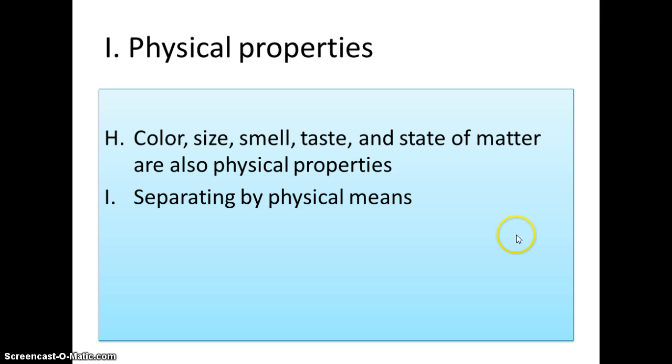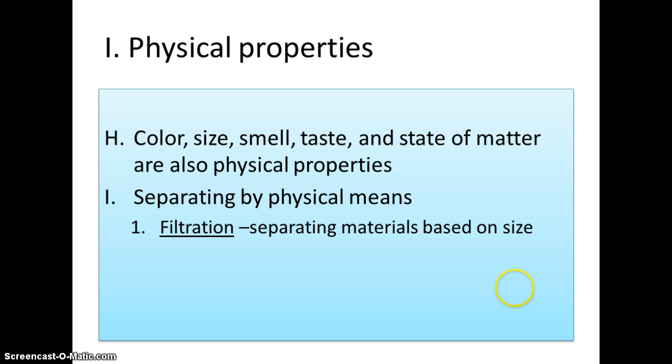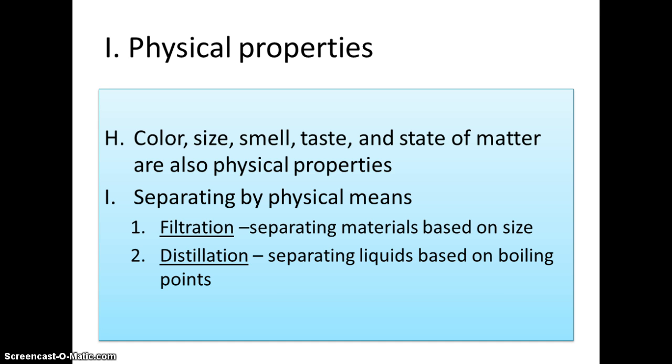Separating by physical means. We will talk more about this in class when I do a few demonstrations, but there are 3 ways to separate by physical means. Filtration. Filtration is separating materials based on size. So if you're using a colander to separate noodles from water, that would be filtration. Distillation is separating liquids based on boiling points, and I will show you a demonstration of that in class. And then we've got chromatography. There's no definition for chromatography, but I will show you what chromatography is in class as well. And if you remember, you can separate mixtures by physical means, but you can't separate pure substances by physical means.